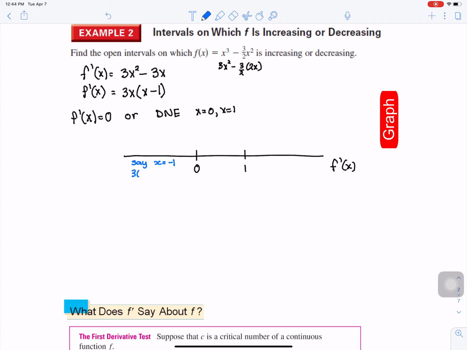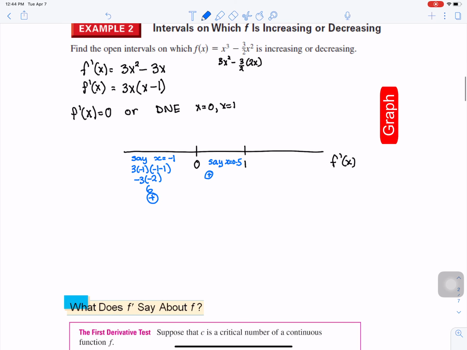I sub it into my derivative simplified. This will be -3 times -2, which is +6. So I'm just going to write a positive sign. It's not so important the value of the number. What's more important is just the sign. So when I do these other ones, you're going to see I'm going to take some shortcuts. So this is going to be 3 times +0.5, which is positive. Positive 0.5 minus 1 is negative, so positive times negative is negative.